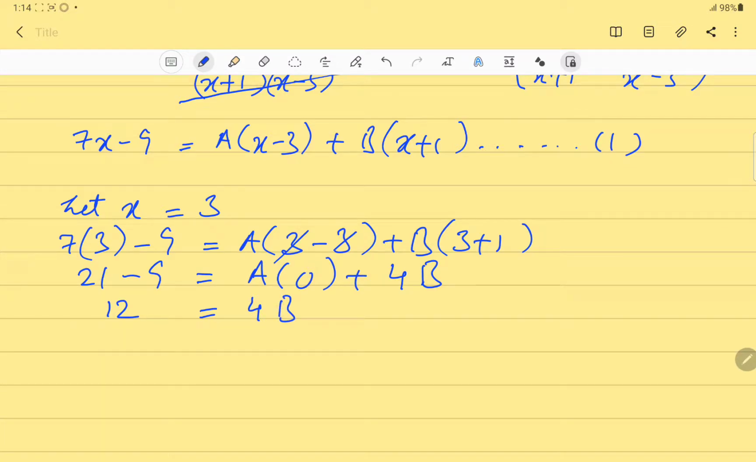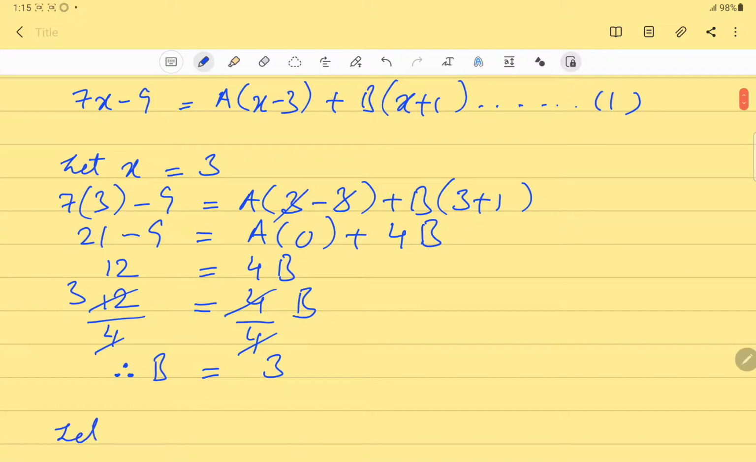We divide both sides by 4. 4 cancels with 4, 12 divided by 4 is 3. So b is equal to 3.